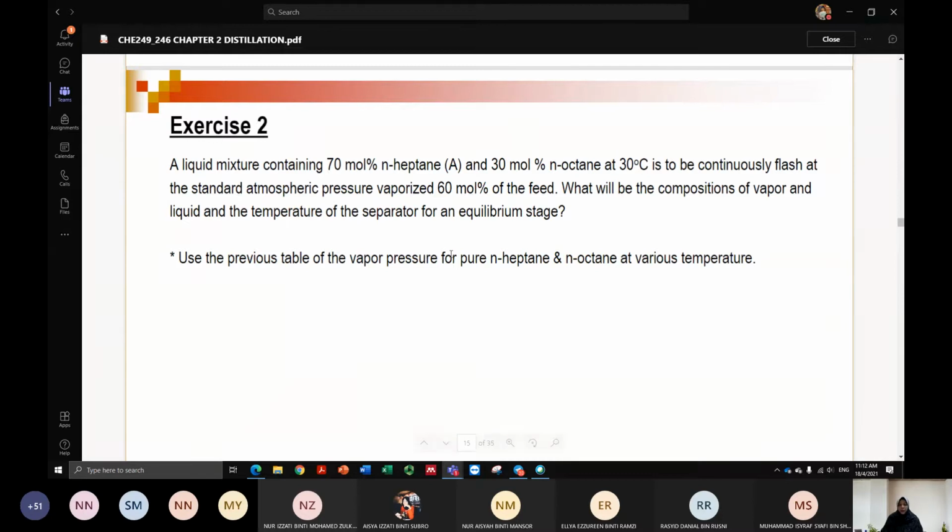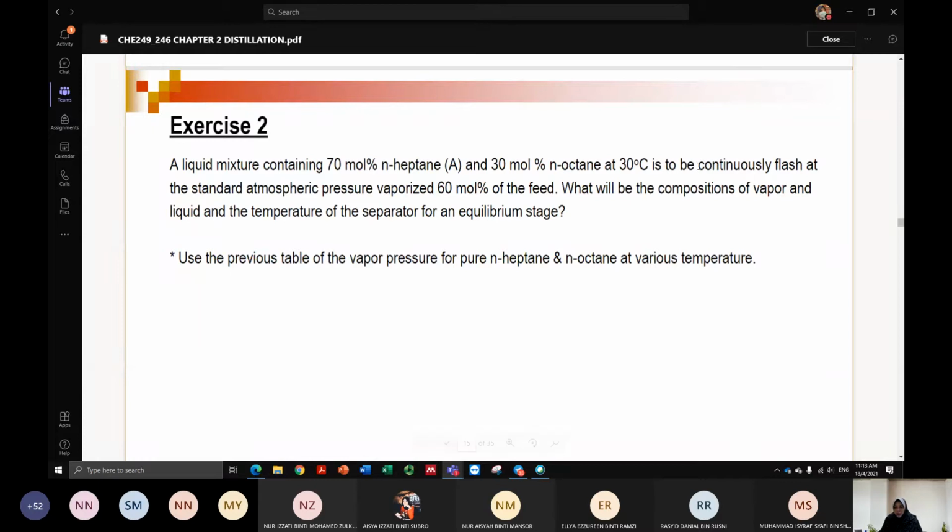Just read the questions. Later you're going to do these questions. A liquid mixture containing 70 mole percent heptane. So A, it is labeled as A. If it is not labeled as A, you should know that heptane has a lower boiling point compared to octane because of the number of carbons that you have. So this is a liquid mixture containing 70 mole percent of heptane and 30 mole percent of octane at 30 degrees Celsius. So your XA should be equal to 0.7. You don't need to have this XB because you know it already. Don't waste your time, just write X_FA = 0.7.